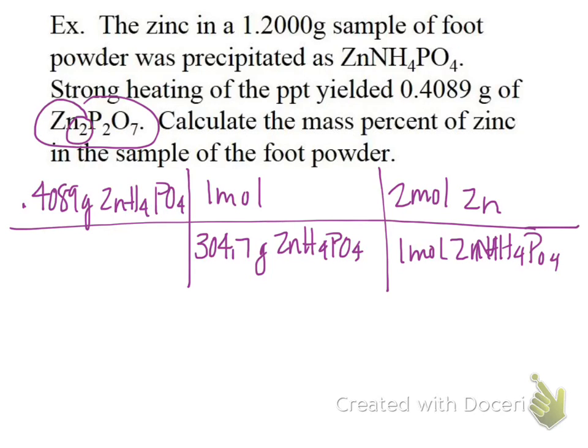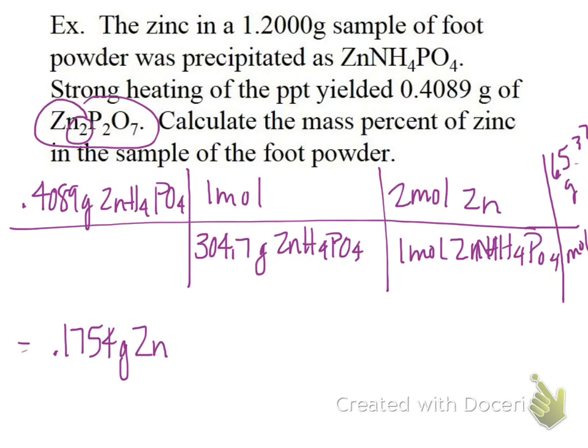And then I'm running out of room, but then we would multiply by the molar mass of zinc, which would be 65.37 grams per mole. And we would get that there would be 0.1754 grams of zinc.